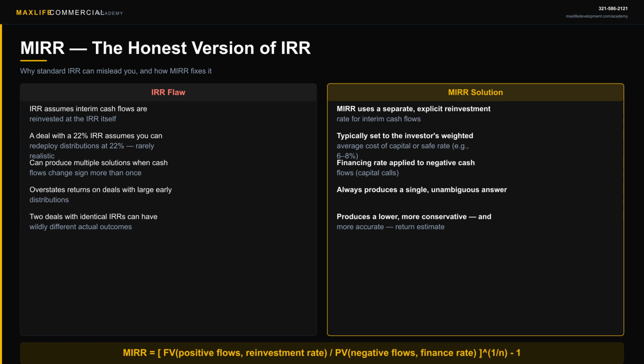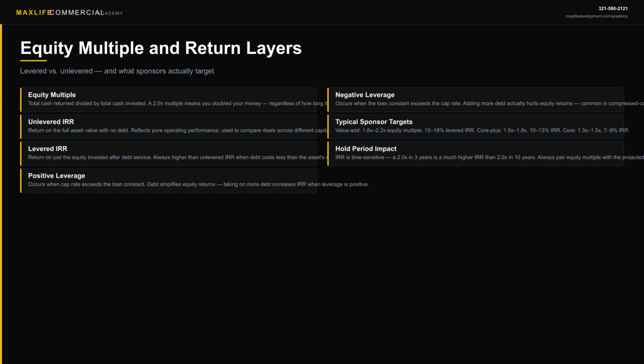Once you understand IRR and MIRR, you need the equity multiple, because IRR alone doesn't tell you how much money you actually made. The equity multiple is brutally simple. Total dollars returned divided by total dollars invested. If you put in $1 million and get back $2 million, you've got a 2.0x equity multiple. That's it. Now, where it gets interesting is when you layer debt on top.